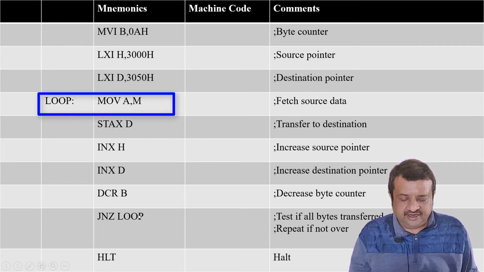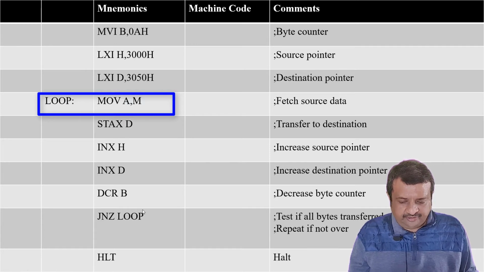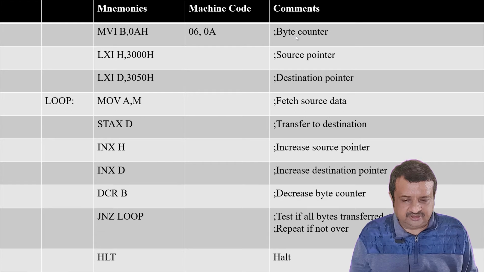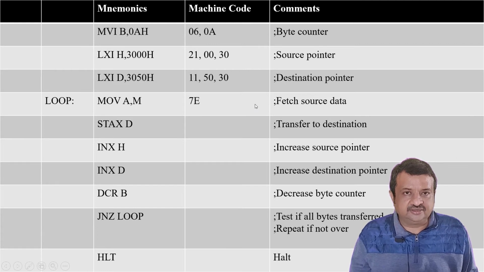So here it is indicated by a label which is called the loop. So we have to find out this loop address first of all. So we'll write down the machine codes. So for the first instruction, this is the machine code. For the second instruction, this is the machine code. For the third instruction, this is the machine code.